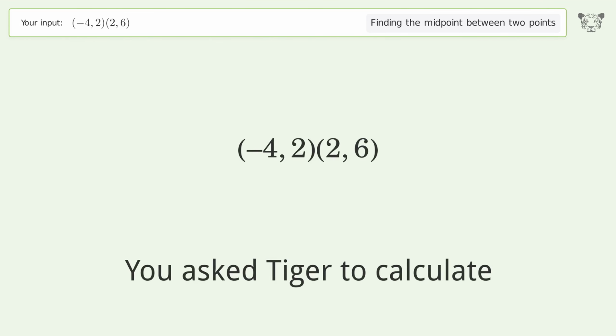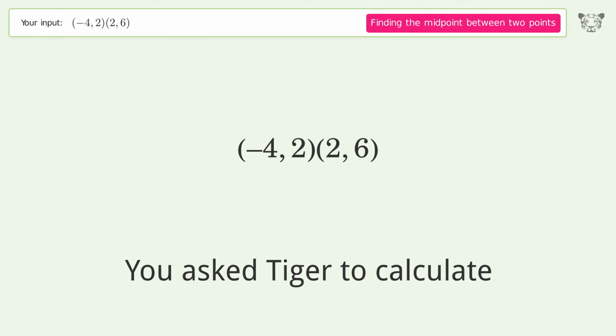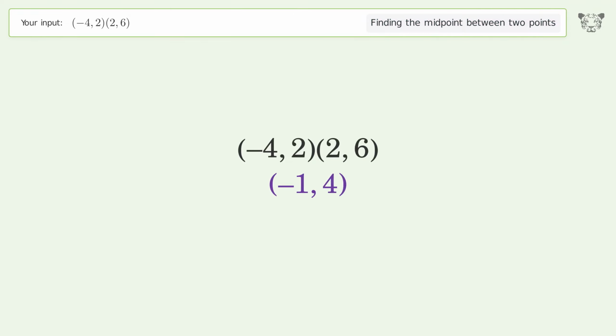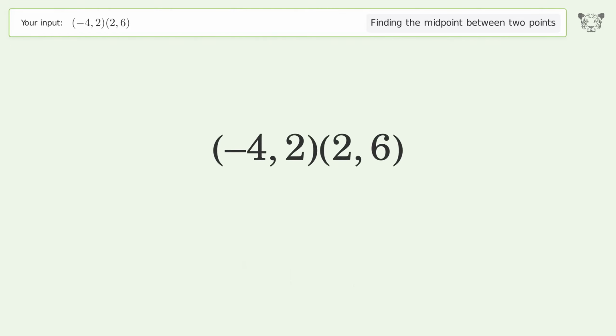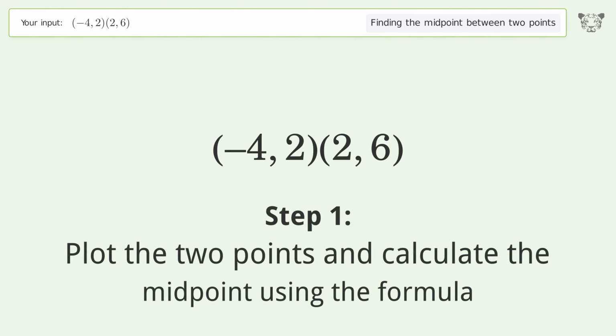You ask Tiger to calculate. This deals with finding the midpoint between 2 points. The midpoint between the 2 points is -1, 4. Let's solve it step by step. Plot the 2 points and calculate the midpoint using the formula.